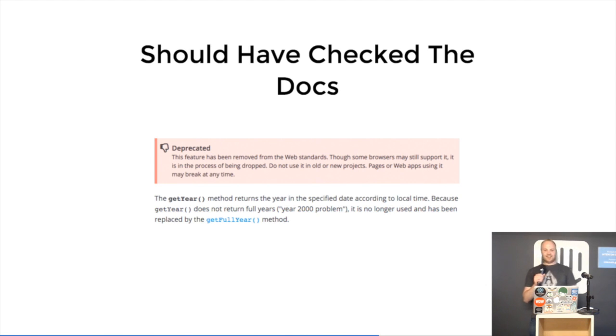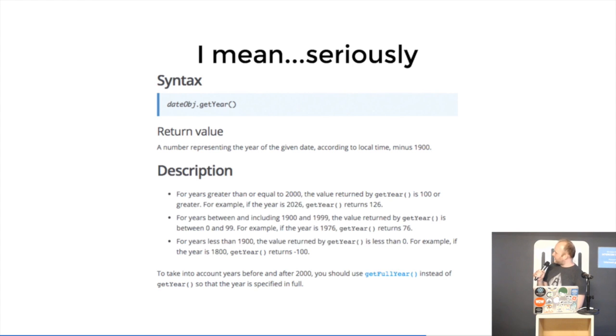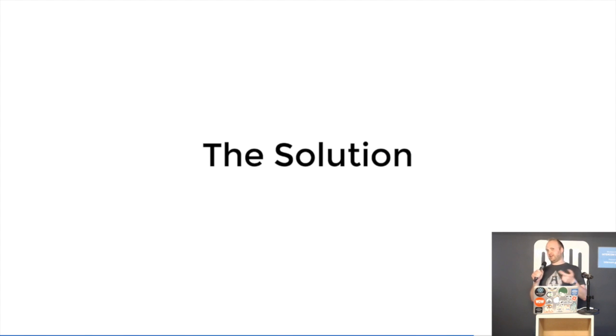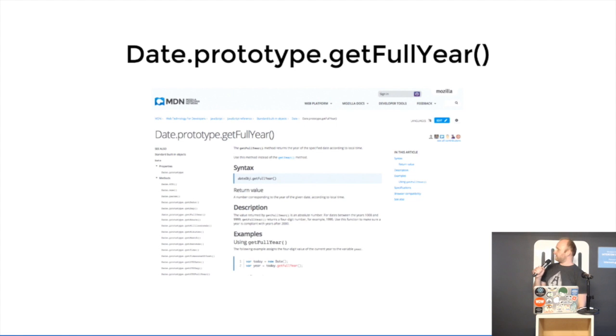So the main lesson here was I really should have looked at the documentation, because it goes out of its way to say why using this is a really bad idea. Because, I don't know if you can make it out there, getYear only returns years accurately between 1900 and 1999, which renders it entirely useless. So the solution to it, in case any of you didn't get it on any of those screens, is getFullYear.